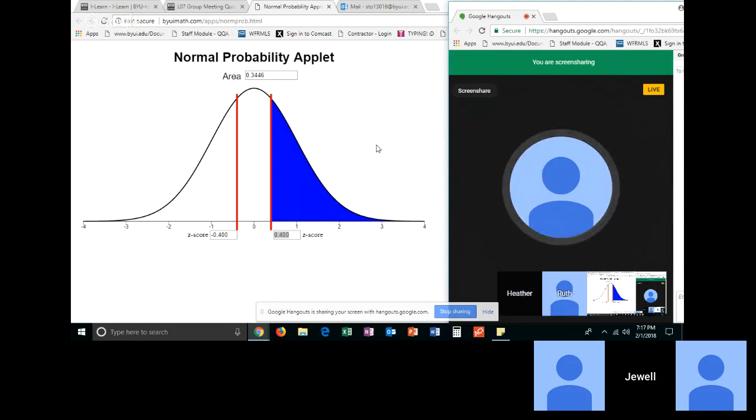Probability of an individual observation. Because it's the probability that the individual is less than an 8 or greater than 12. Right. I see exactly what you're saying.